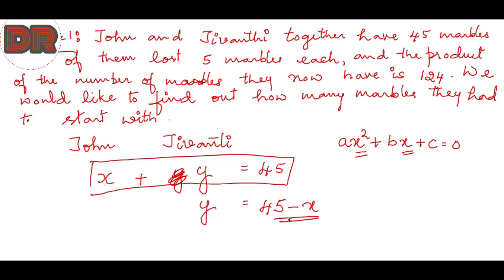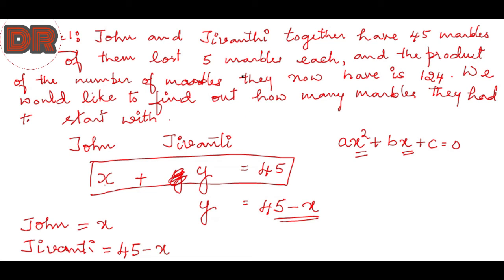Okay, 45 minus x. So what is the number of marbles John has? It is x. And what is the number of marbles Jivanti has? It is 45 minus x. Don't take it as y; the reason I have told you. Now the number of marbles John has is x, and the number of marbles Jivanti has is 45 minus x. Both the counts are in terms of x, so now we can use the other information given in the statement.